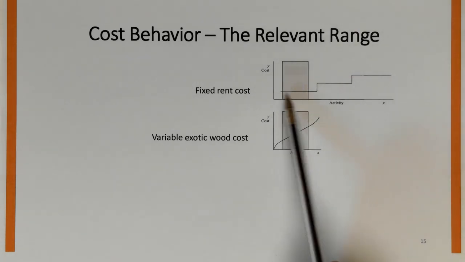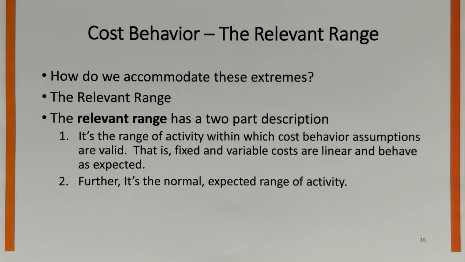So this range of activity that I drew is actually called the relevant range. In accounting, we call it the relevant range. The relevant range has a two-part description. First of all, it's the range of activity within which our cost behavior assumptions are valid. That is, fixed and variable costs are linear and behave as expected. Further, the relevant range is the normal expected range of activity for the business. With our mailbox company, it's that range of production activity, which is like 300 to 1,000 mailboxes, our normal operating range. So the relevant range is the range within which our cost behavior assumptions are valid, and it's typically the normal operating range for the company.